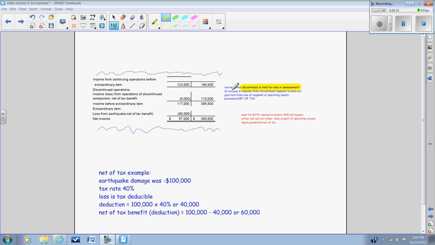We take out all of the revenue and expenses, and we combine revenue minus expenses plus or minus any gains or losses from the sale of the segment or the impairment if we are going to abandon the property. So we could either sell a segment whole, a division, to another company, or we can sell off its operating assets, or we can abandon them. And again, this is presented net of tax. So the income tax effect is figured in. And we'll use an example in just a bit.